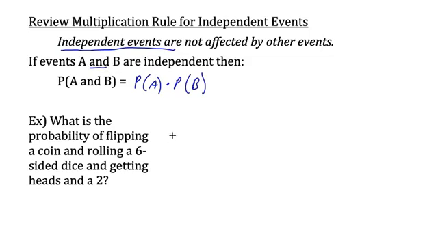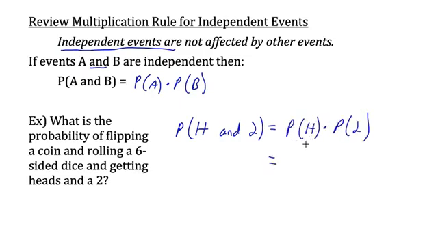So for example, what is the probability of flipping a coin and rolling a 6-sided dice and getting heads and a 2? So we want the probability of heads and getting a 2. Well, these events are independent because the coin flipping does not affect the dice rolling. So we can just multiply these two probabilities.